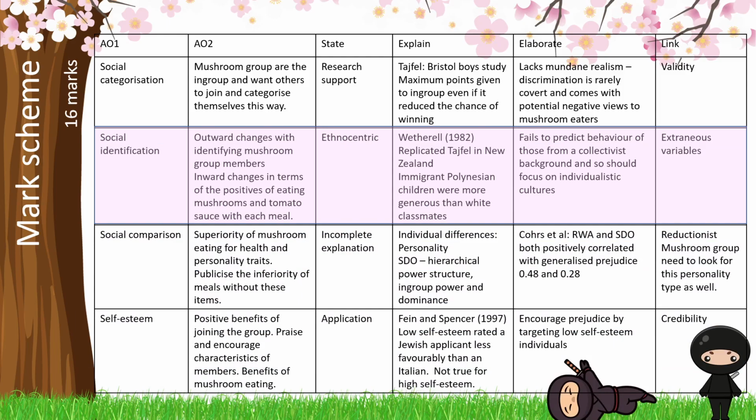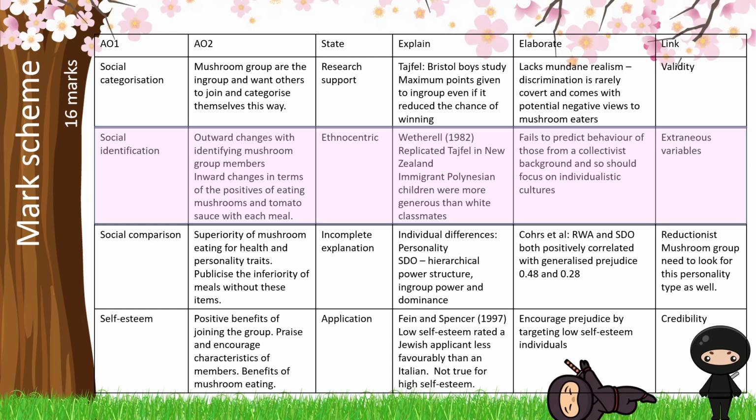You could think about some outward changes that might identify people with that group, maybe a badge or wearing green on Thursdays or whatever you can think of. We're also going to talk about those inward changes and about the positivity that an individual is going to experience and be told about in terms of eating mushrooms and tomato sauce.